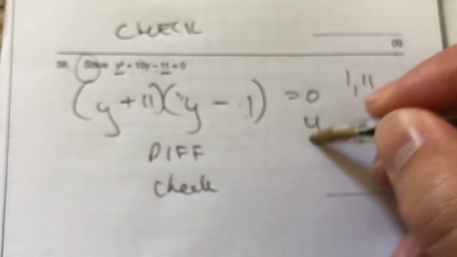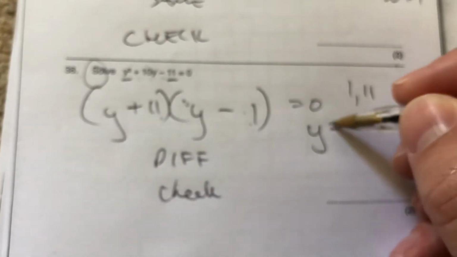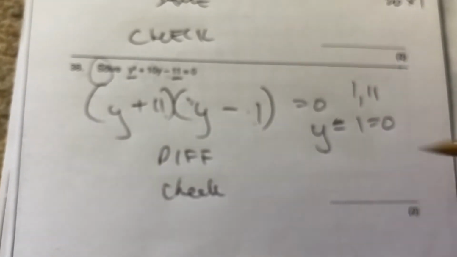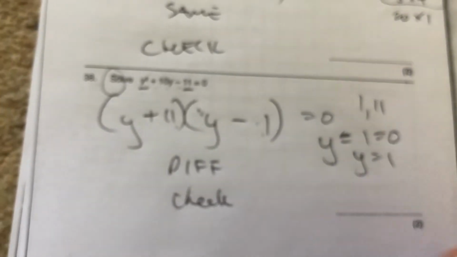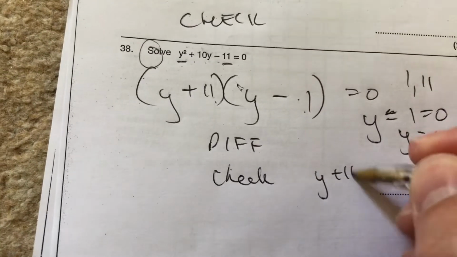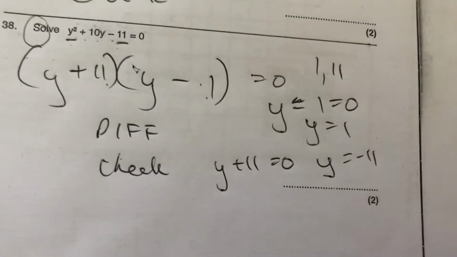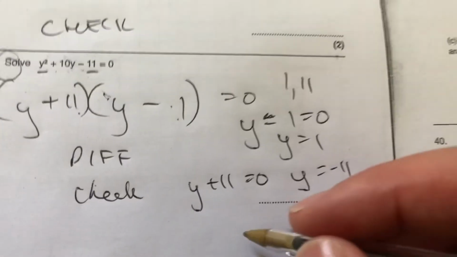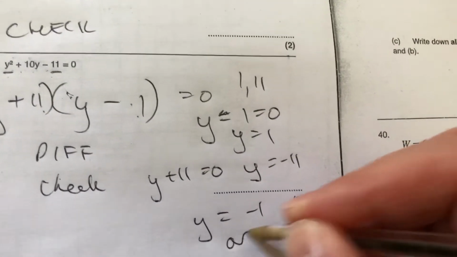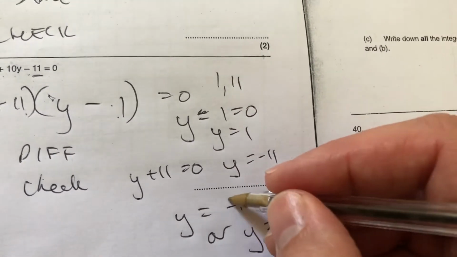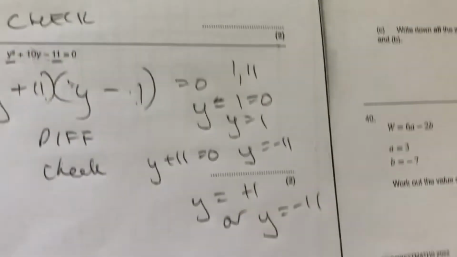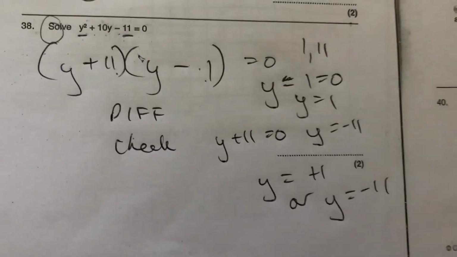Well, put those two equal to 0. y minus 1 equal to 0, then y would equal 1, and y plus 11 equal to 0, y would equal minus 11. So those would be my two answers, that y equals 1 or y equals minus 11. Okay, that's just over 5 minutes.